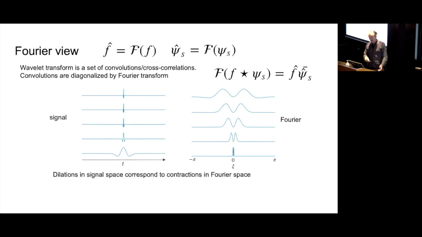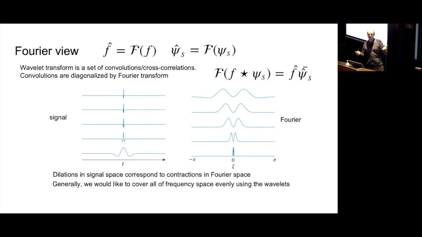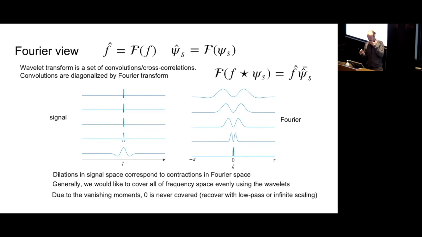What are other properties? Okay, that's one that I just mentioned. Generally, our idea is that we want to cover all of frequency space. I'll get to that a little bit later. And we will always find that due to vanishing moments, there will always be 0 in 0, but we can always find ways of recovering that information if we need to.